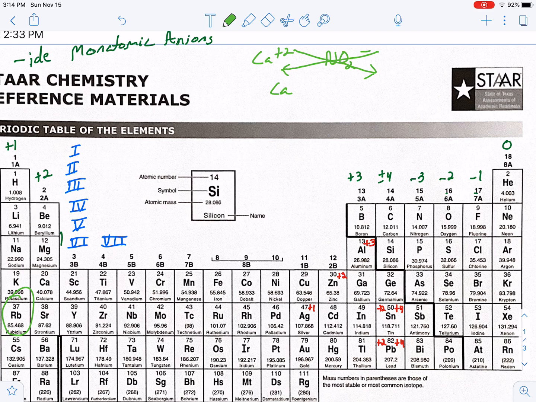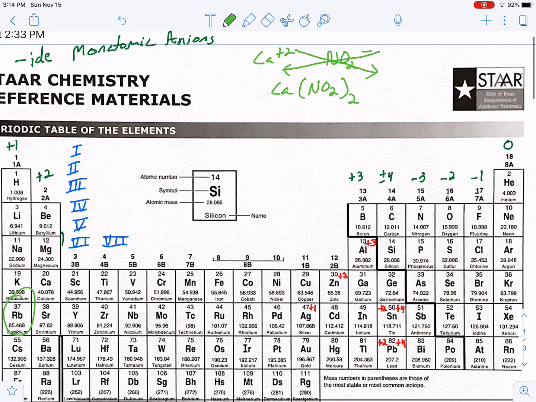Now, when you need multiple polyatomic ions, you're going to put that polyatomic ion, the whole thing, in parentheses. So I'm going to put NO2 in parentheses. I'm not going to touch that 2 on the O at all. I'm just going to leave it alone. Now I needed 2 of those, so I'm going to put it in parentheses, and I'm going to put a 2 outside here. So now I'm done.